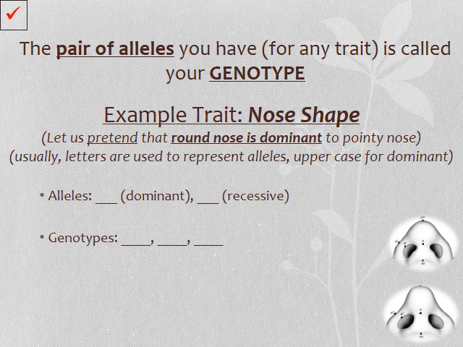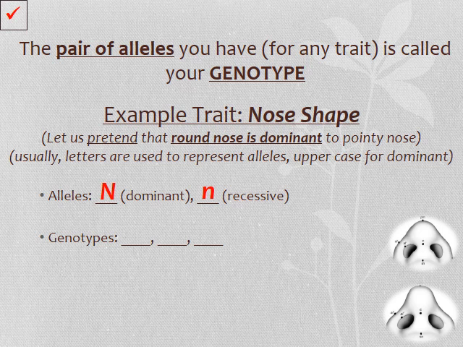So the pair of alleles you have for any trait is what we call your genotype. Now let's say, for example, we're looking at the shape of your nose. Let's pretend that round nose is dominant to pointed nose. Now usually the letters used to represent alleles are uppercase for dominant and lowercase for recessive. So let's go ahead and assume that since we're working with a nose here, let's just use the letter N. So capital would be dominant, right? So we'd have an uppercase N for dominant and a lowercase n for recessive.